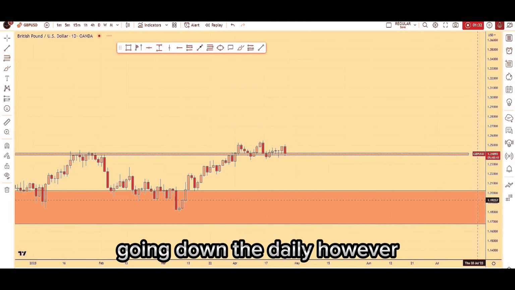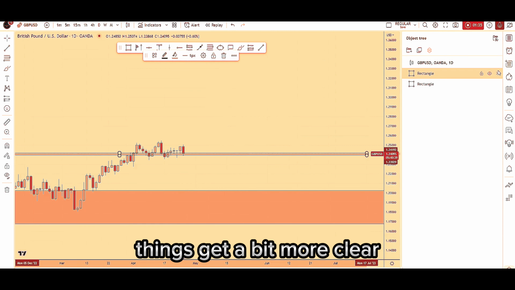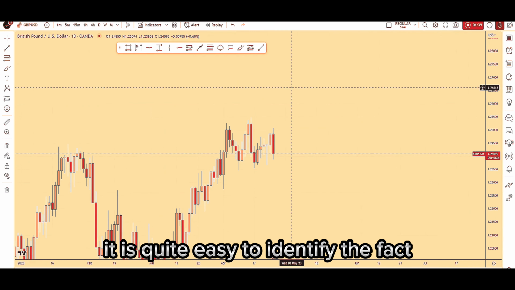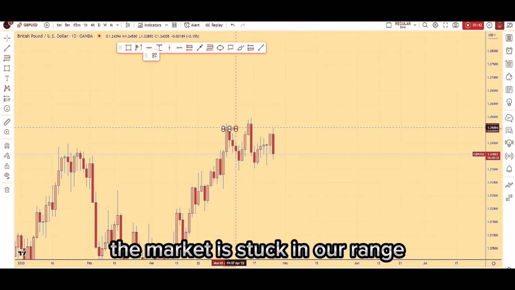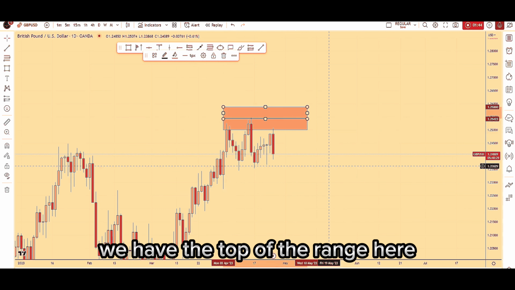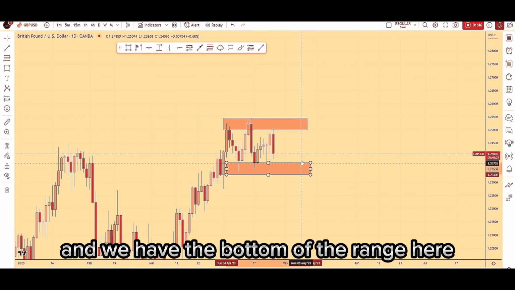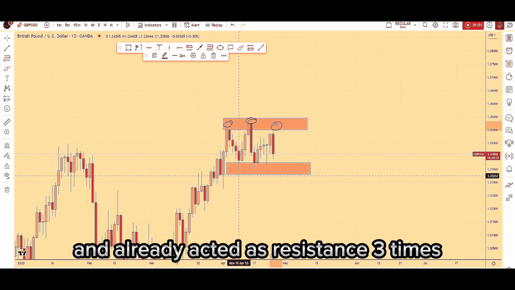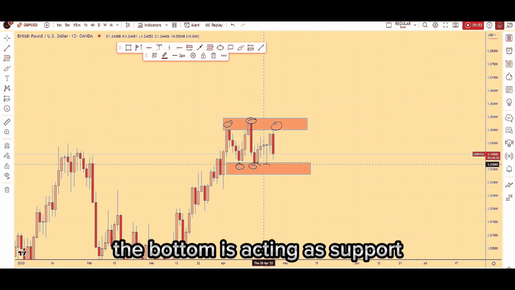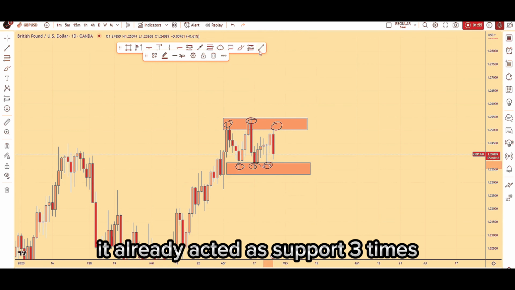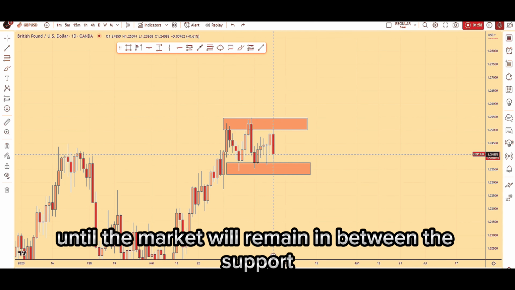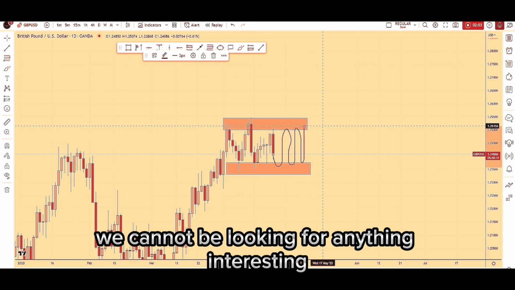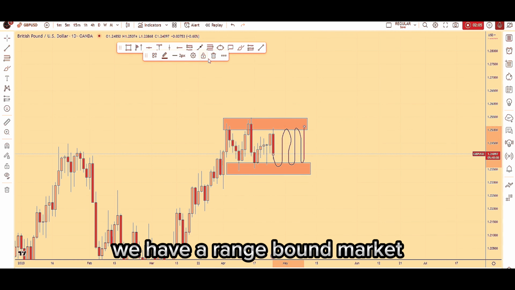Going down on the daily, however, things get a bit more clear. In fact, looking at the market from a daily perspective, it is quite easy to identify the fact that at the moment the market is stuck in a range. We have the top of the range here and we have the bottom of the range here. Now, the top is obviously acting as resistance and already acted as resistance 3 times. The bottom is acting as support, and also here it already acted as support 3 times. Until the market will remain in between the support and resistance, we cannot be looking for anything interesting because essentially we have a range-bound market.